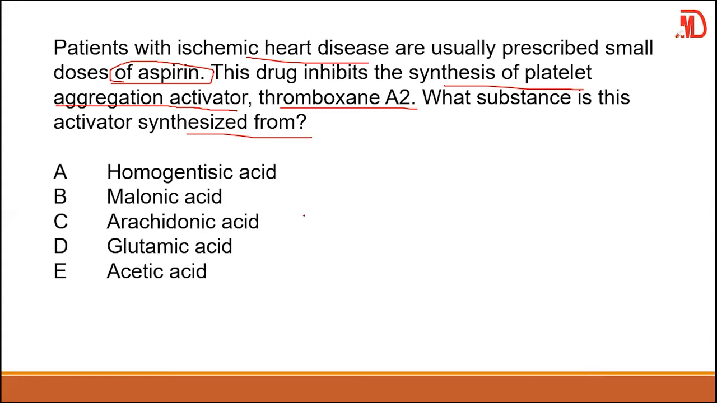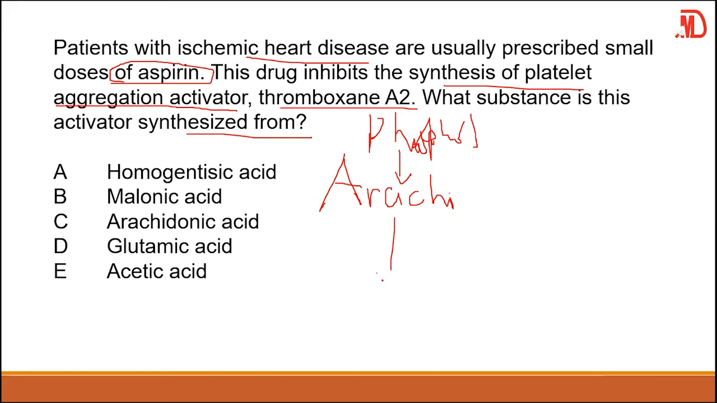So what it means is that when we have arachidonic acid, first of all, it's from phospholipids to arachidonic acid, then from arachidonic acid, of course, we can start thinking of our prostaglandins. So over here we have COX-1 and then COX-2.